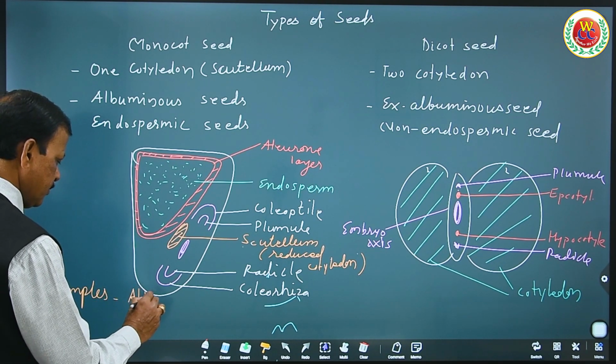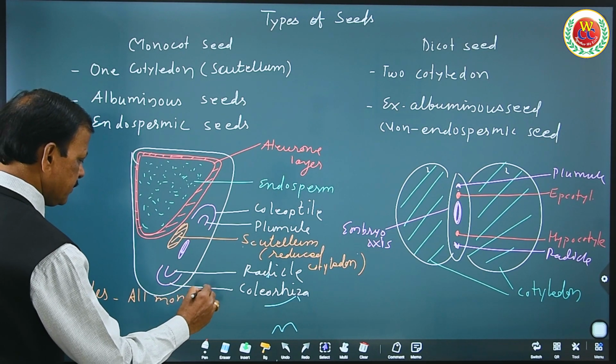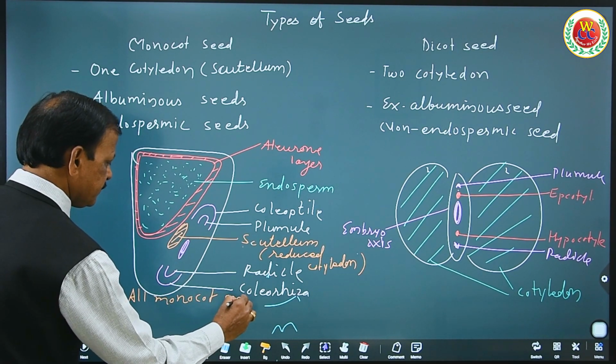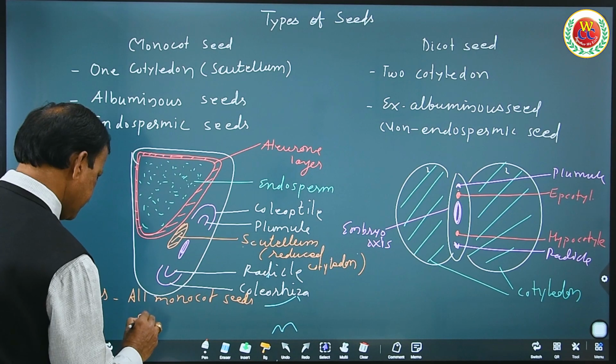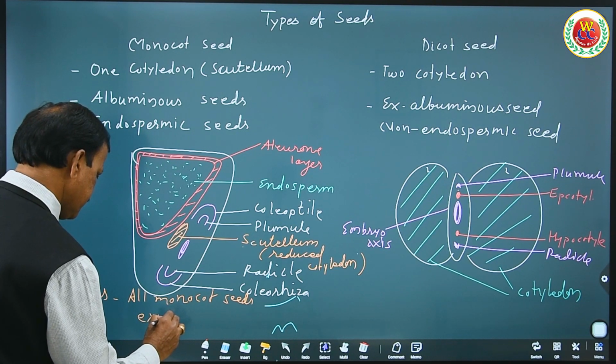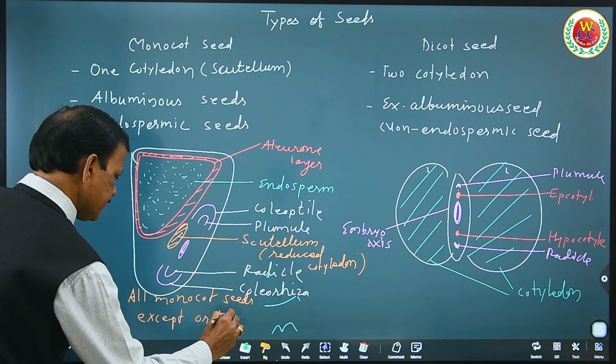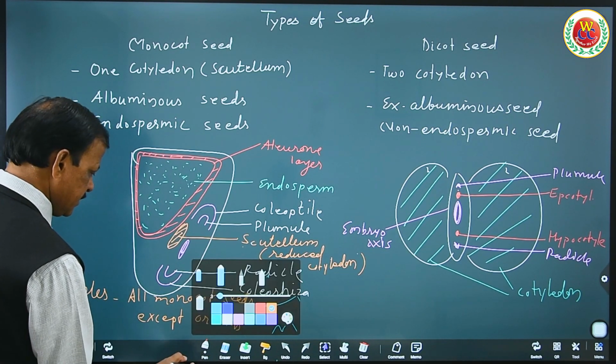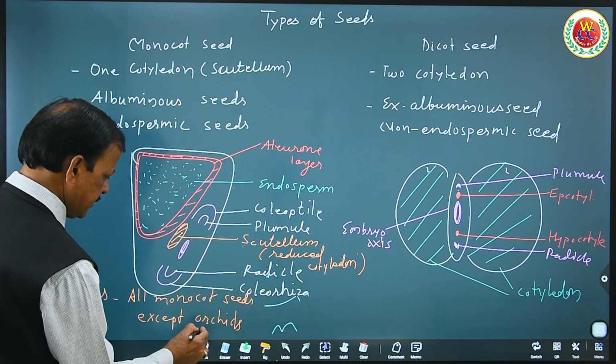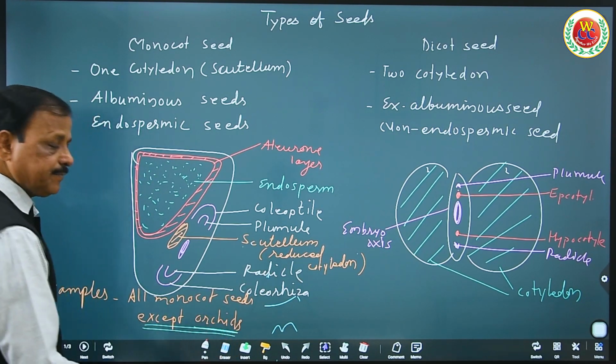All monocot seeds are endospermic except orchids. Remember this for NEET, except orchids. This exception you have to remember.